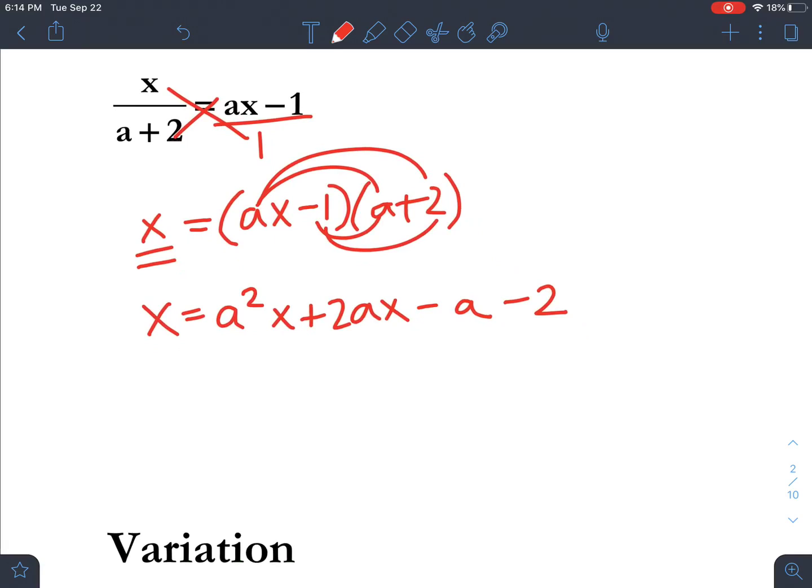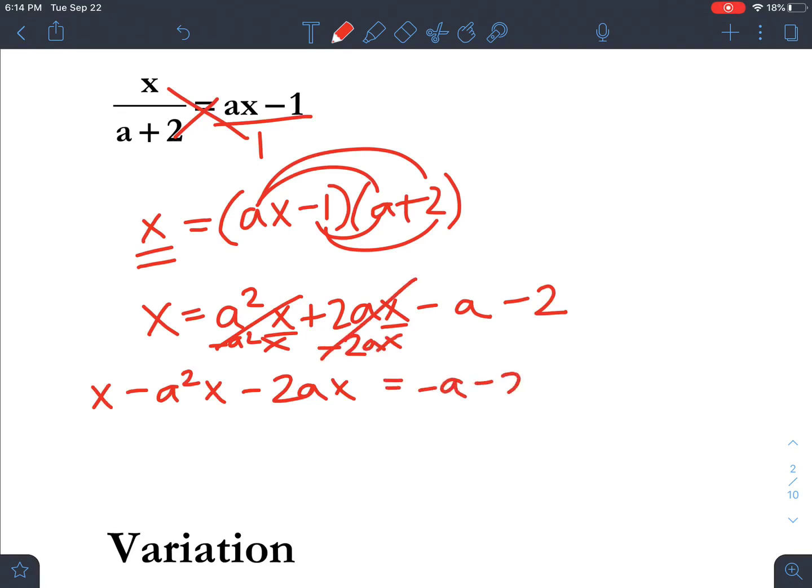Remember that next step, and it's up on the right there. Your next step is you're going to be subtracting anybody with an x. So we're going to move those to the left. So x minus a squared x minus 2ax. So again, I subtracted both of these guys, is equal to negative a minus 2.